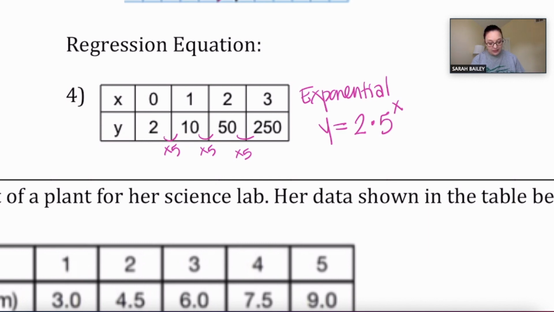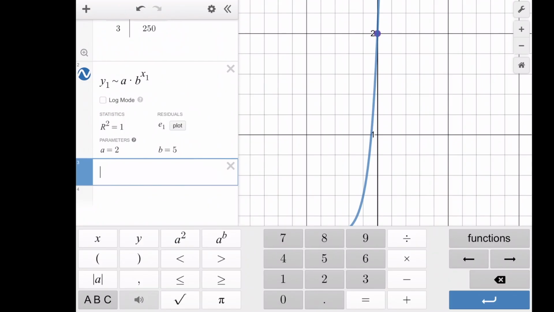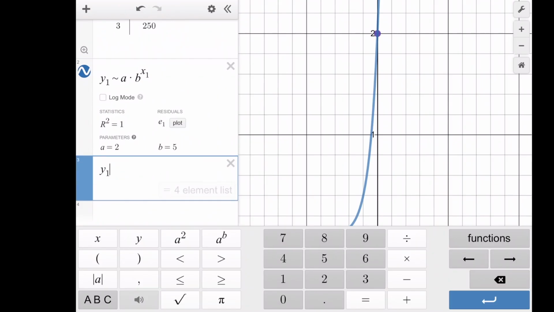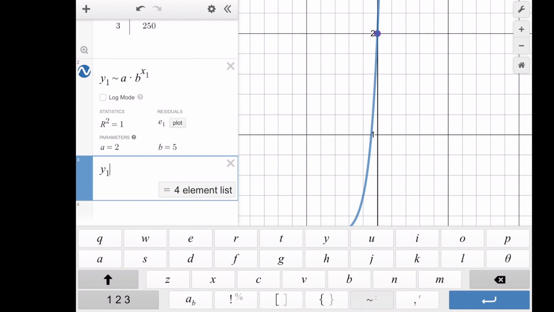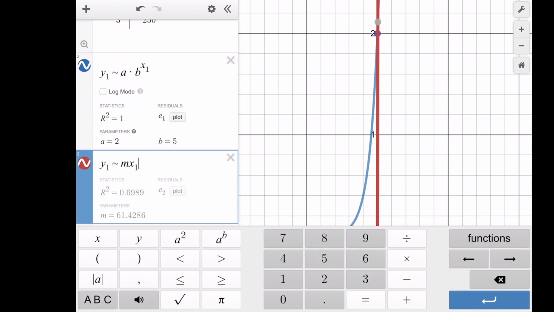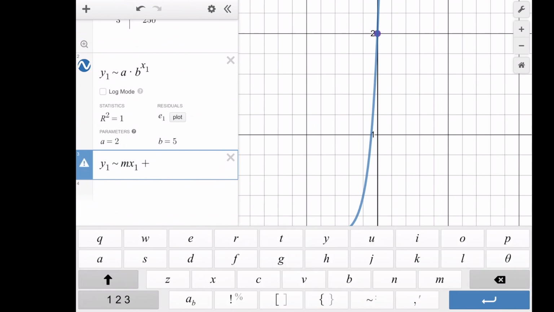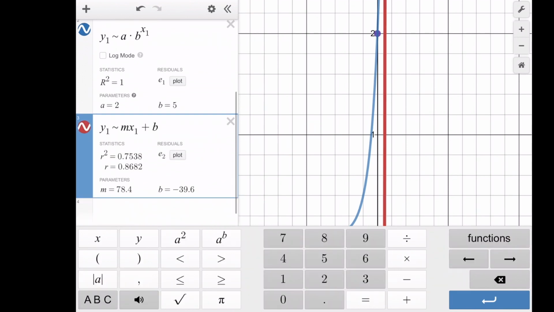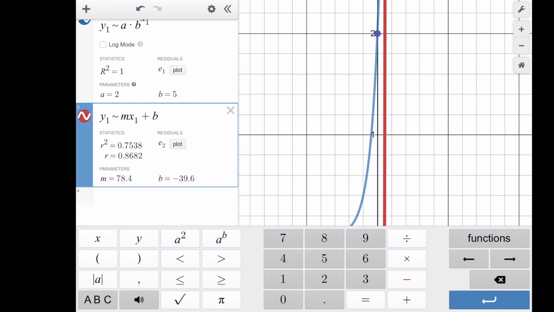If I asked Desmos to give me the linear regression equation, let's type that in: y sub 1 squiggly m x sub 1 plus b. Look what happens here, okay? When you're looking at the linear regression, you want to look at the R value, which is 0.8. So it's not as good of a fit as the exponential regression equation.